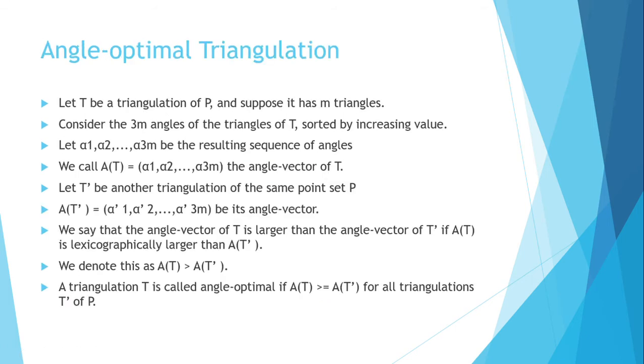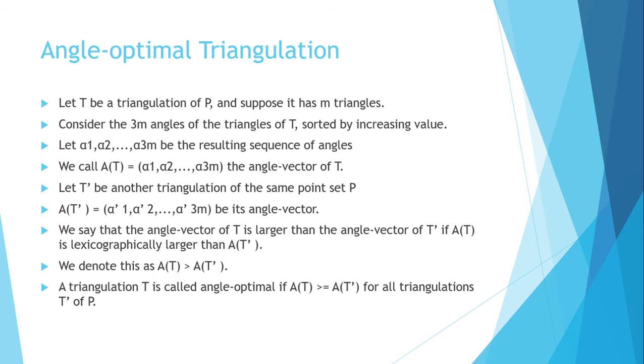Next is angle optimal triangulation. Let T be a triangulation of P and suppose it has M triangles. So totally there must be 3M angles in it, since every triangle has 3 angles. Then A1, A2, A3 up to A3M be the angles, and we are arranging those angles in increasing order.